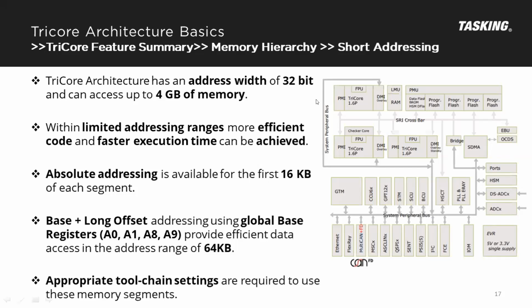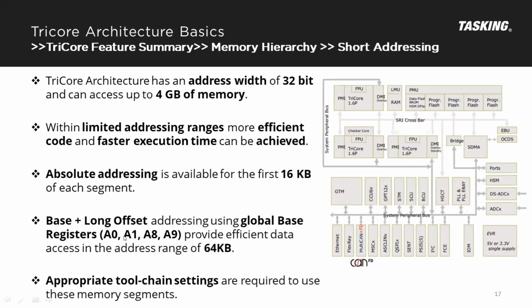So you will find here something called absolute addressing. Absolute addressing is basically available for the first 16 kilobytes of every segment. We agreed we have 16 segments, so for the first 16 kilobytes of every segment, this absolute addressing is available. The second addressing mode here is base plus long offset. As the name tells, you have a base address and you add an additional offset on this, and then you jump to a certain place in the memory.